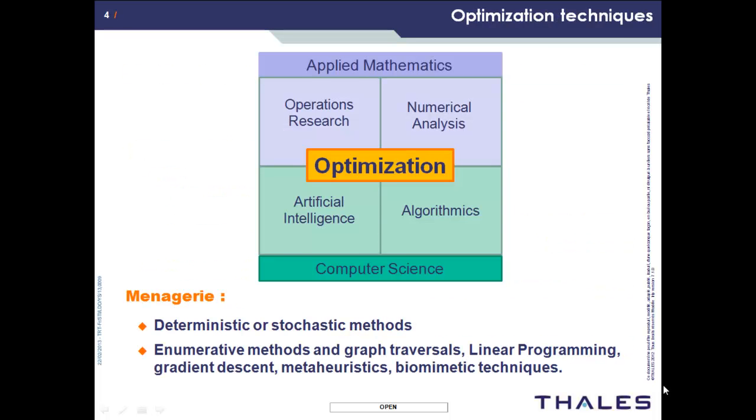Optimization is at the confluence of several scientific fields, mainly applied mathematics and computer science, with their various flavors, such as artificial intelligence or operations research. Methods can be deterministic, stochastic, approximate, or exact, and the most famous names you may have heard of are enumerative methods, linear programming, gradient descents, or metaheuristics.